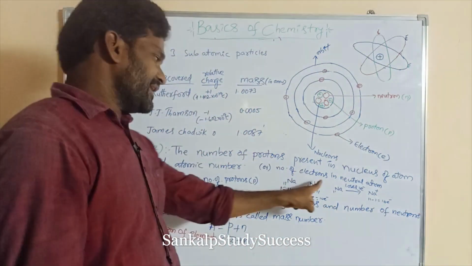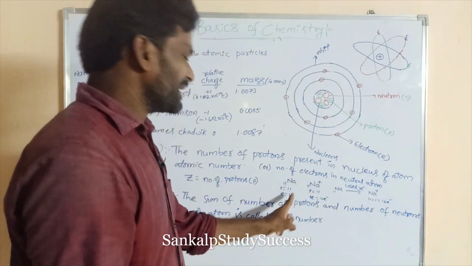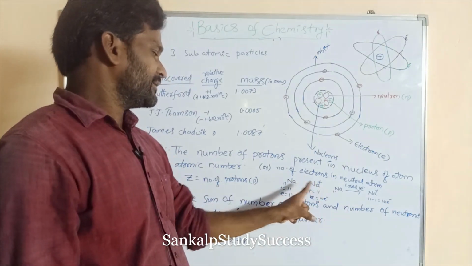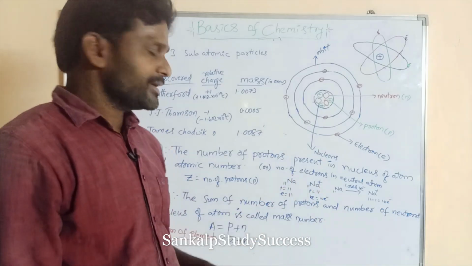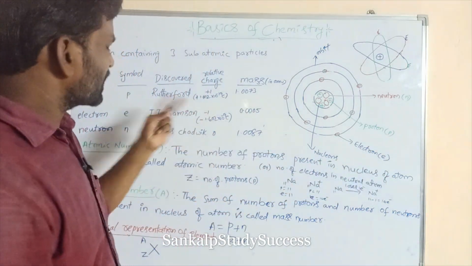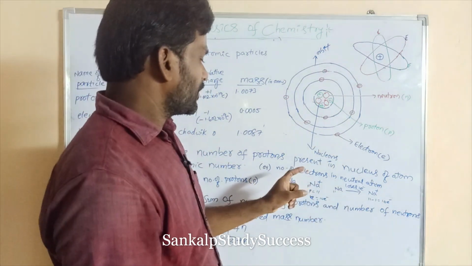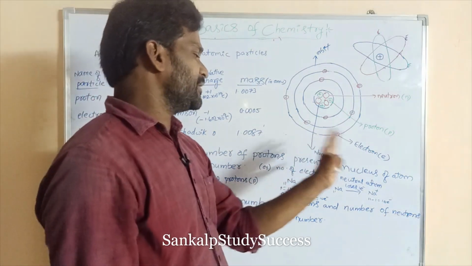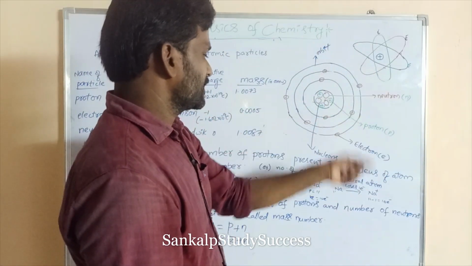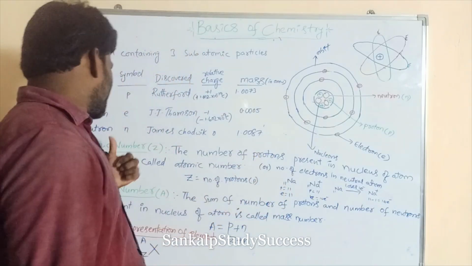So in the atom and ion of the same element, protons are the same, but electrons are different. So in this definition, the number of protons present in the nucleus of an atom or ion is the atomic number. Why? In an atom, protons cannot be lost, only electrons can be lost. Why? Protons are present in the nucleus, but electrons are present in the outer orbit.